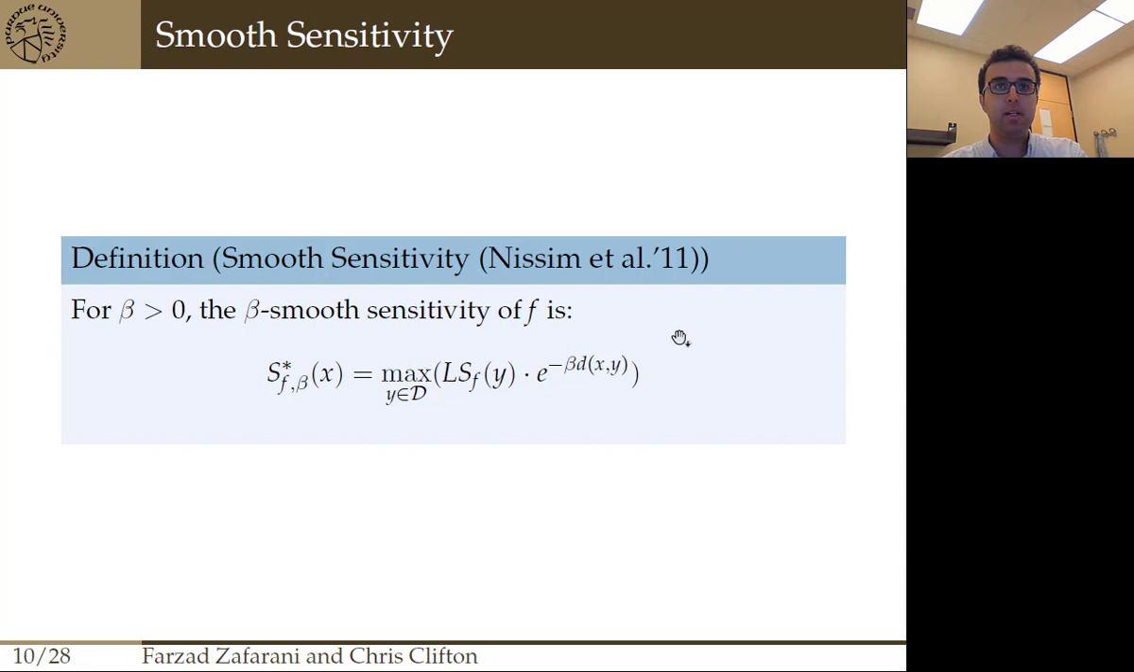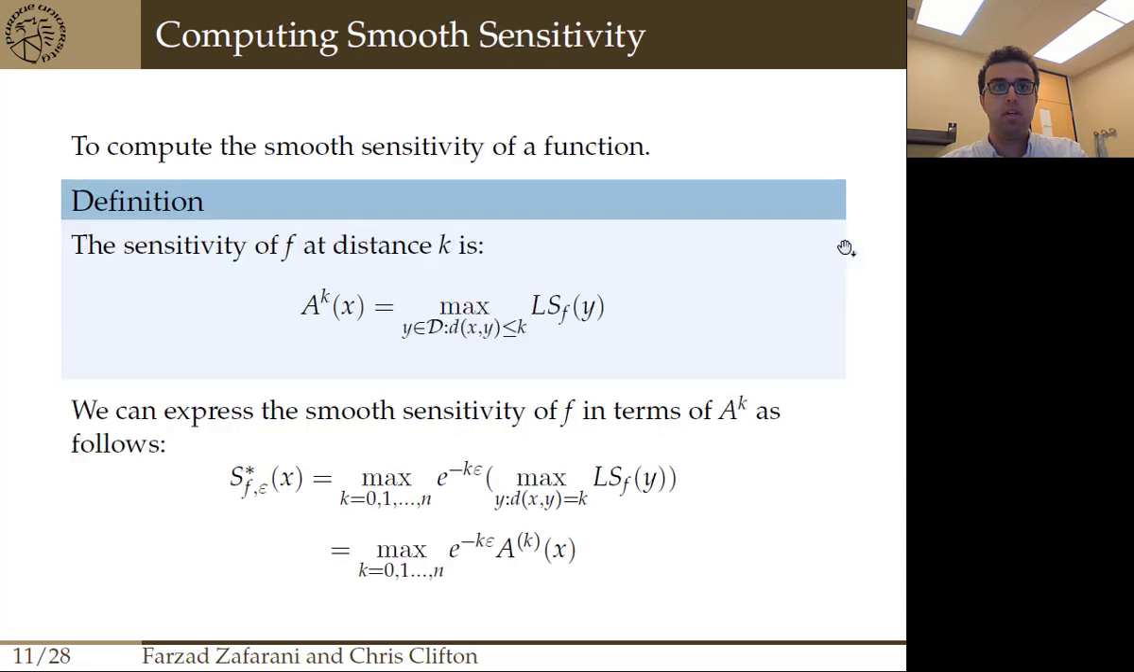Next is the definition of smooth sensitivity by Nissim et al. For a beta greater than 0, the beta smooth sensitivity of f is defined as the following equation. And in their paper, they have discussed how to compute the smooth sensitivity of a function f. The sensitivity of a function f at distance k is as follows. And we can express the smooth sensitivity of f in terms of A(k).